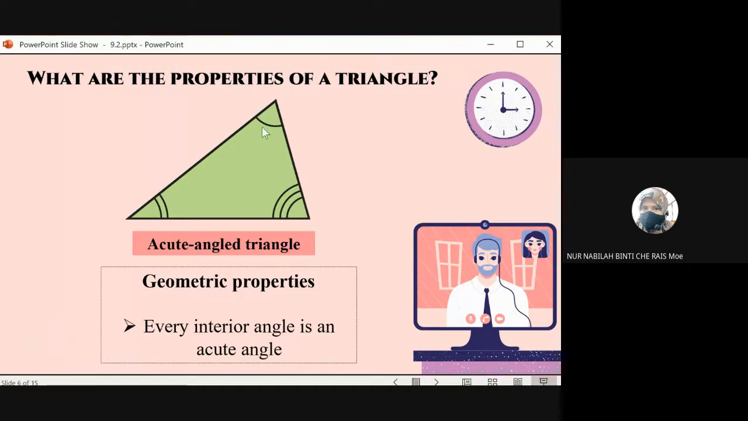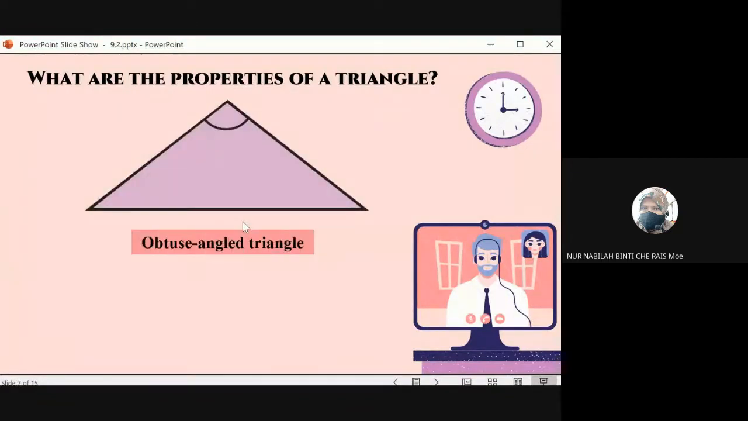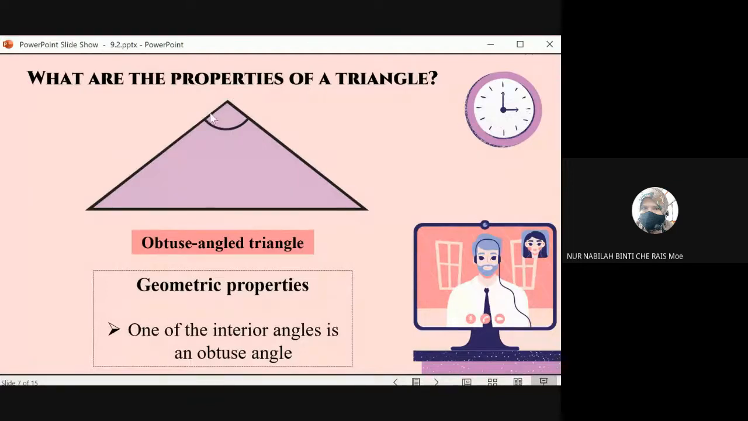Maybe let's say this one is 50, this one is 60, and this one is 70. Let's say like that. But the total of the interior angles, when you add all these three angles, must equal 180. Okay, and then another one is the obtuse angle triangle, where you have one obtuse angle. The rest may be acute angles. What is obtuse? More than 90 but less than 180.